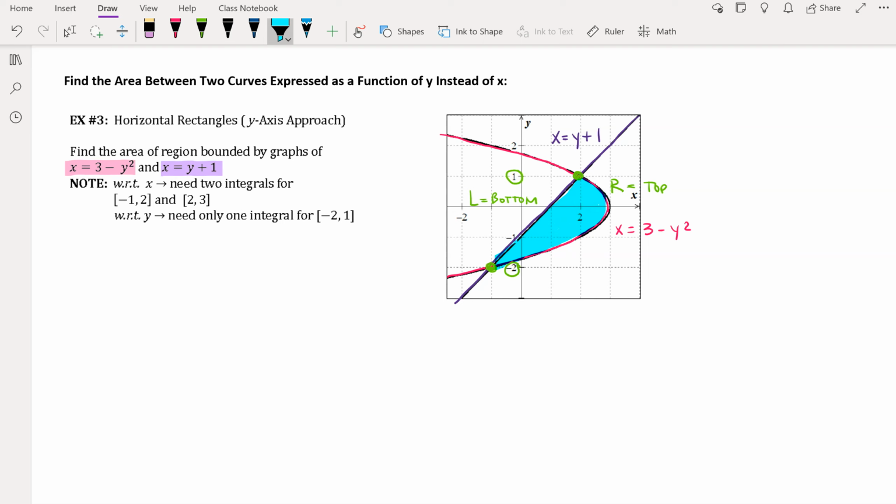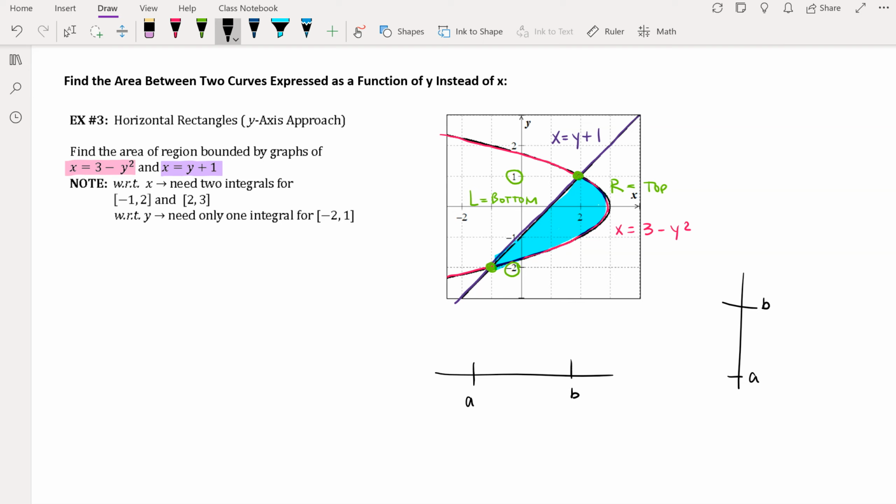Cool. How do you know that you're supposed to switch to this right minus left situation, this type of problem? Because your functions are defined as x's instead of y's, or because it will tell you to integrate along the y-axis instead of the x-axis. Normally we integrate using the x-axis from point A to point B. Now we're integrating using the y-axis from point A to point B.